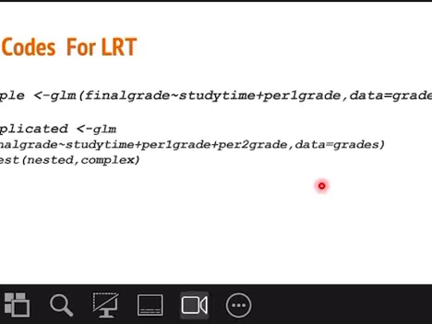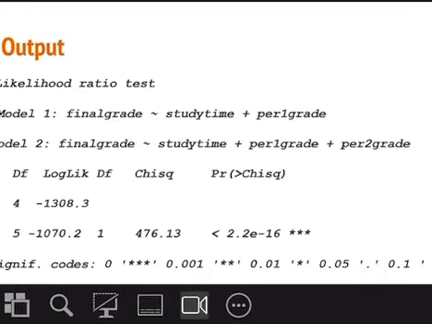Now, if I want to compare a model that has study time and midterm 1 score with a complicated model, that's that. The p-value, can you see that? It's done the same way.